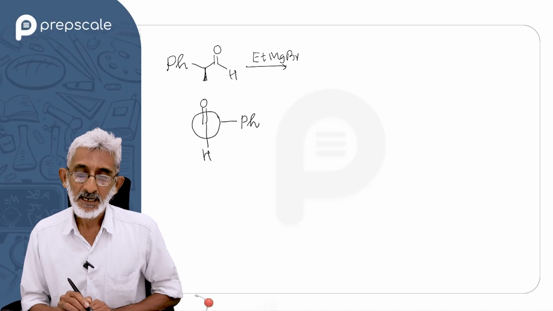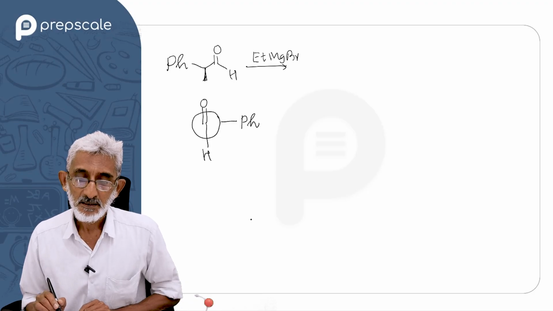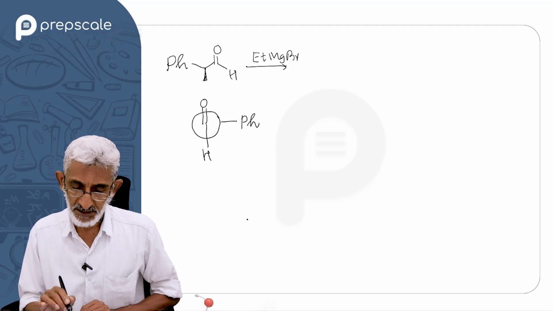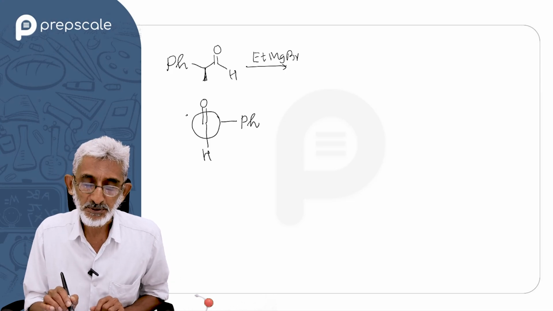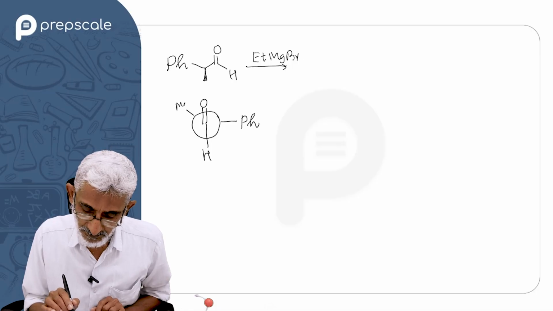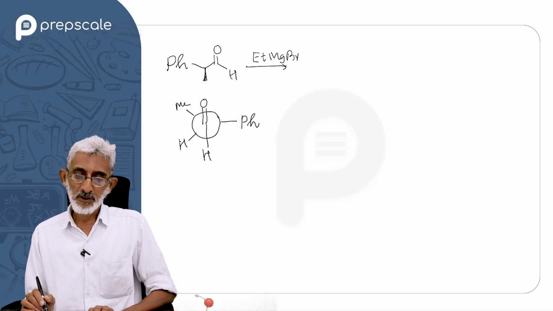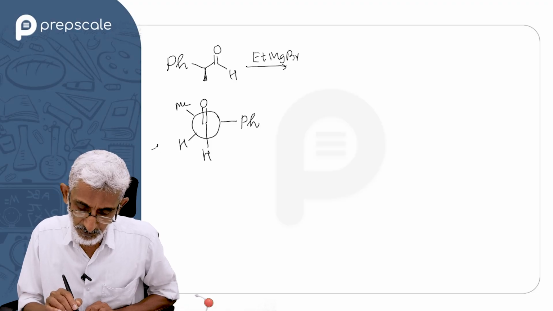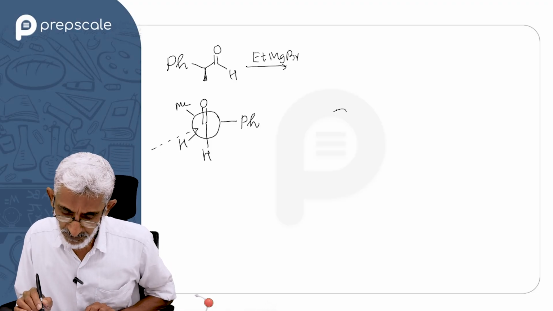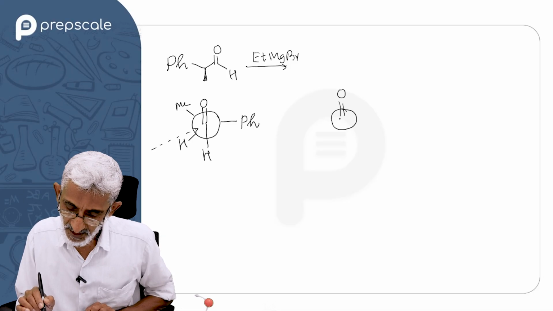Yeah, Ph on this side. Then we have the same thing as before, and there is methyl over here and it's H over here. That's right. Now which is the attacking species? This is the one which will be attacking from this side. I'll repeat the same thing over here.